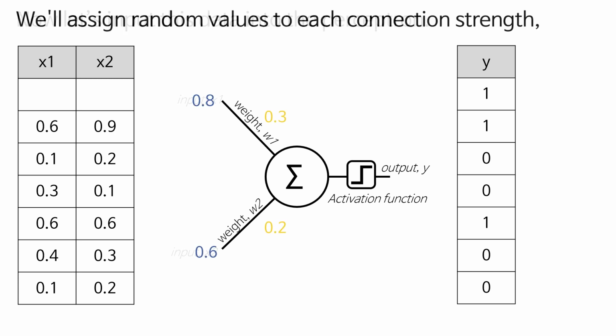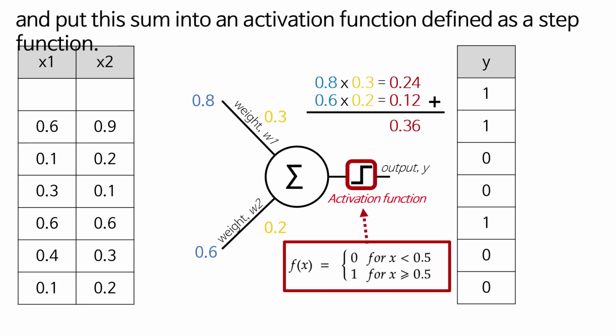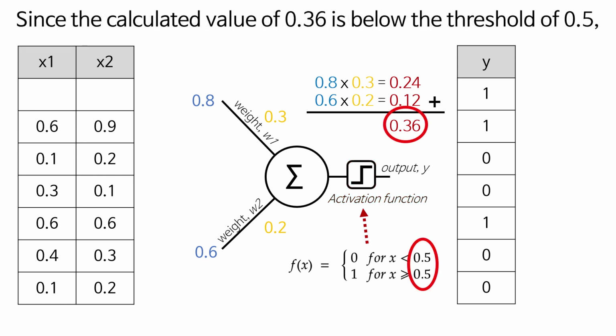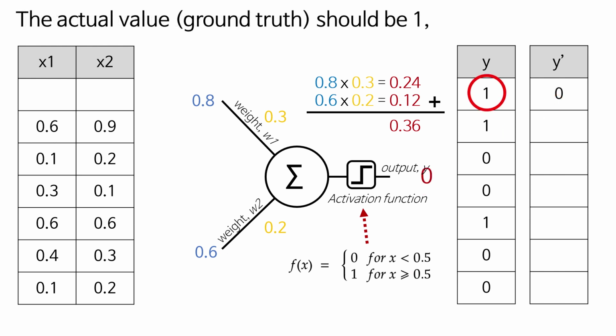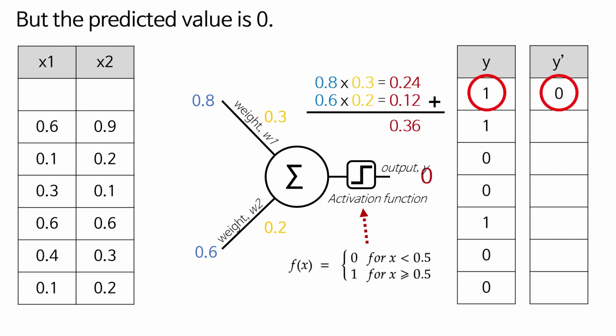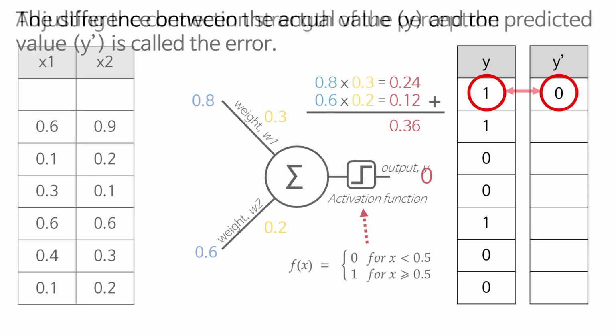We'll assign random values to each connection strength, calculate the sum of the product of each connection strength and input value, and put this sum into an activation function defined as a step function. Since the calculated value of 0.36 is below the threshold of 0.5, the perceptron output is 0. The actual value, ground truth, should be 1, but the predicted value is 0. The difference between the actual value and the predicted value is called the error.